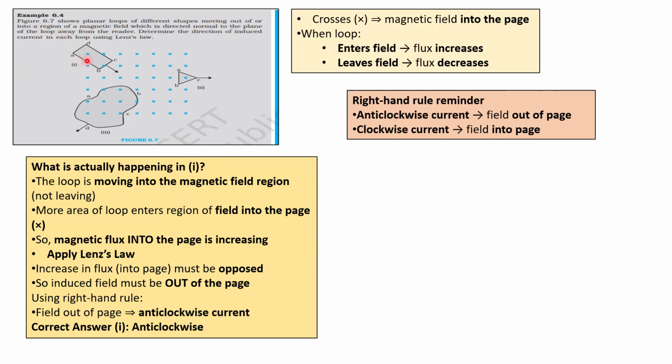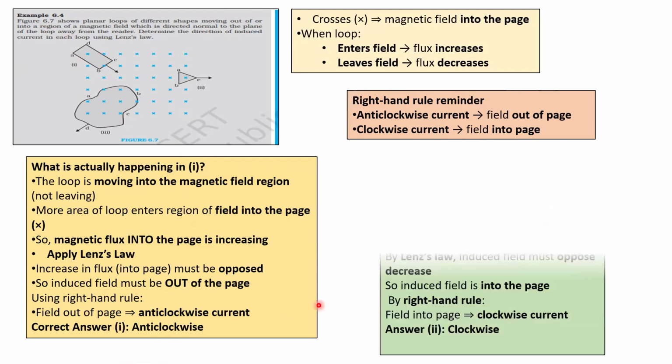When a coil comes inside, the magnetic field increases. According to Lenz's law, it opposes the change. So clockwise, you have to change it to anti-clockwise. Why do we have to change it to anti-clockwise? Because the field lines increase. So the answer is anti-clockwise. Now we'll go for the second one.